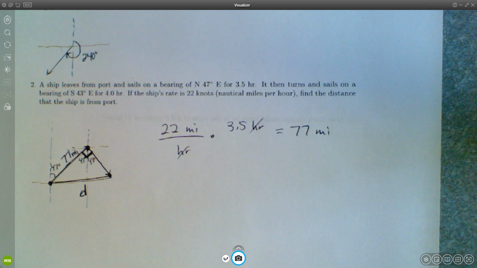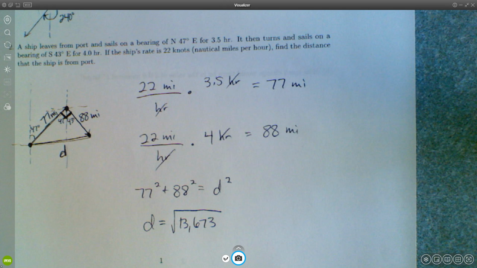77 squared plus 78 squared is 13,673, and the square root of that number, let's see, how many sig figs do we have? 4.0 hours, so I think 2 sig figs. So to 2 sig figs, this distance is about, well, this is what I got on my calculator, 116.932, but to 2 significant digits, that would be 120, right? 120 miles. So the ship is 120 miles from port, okay?